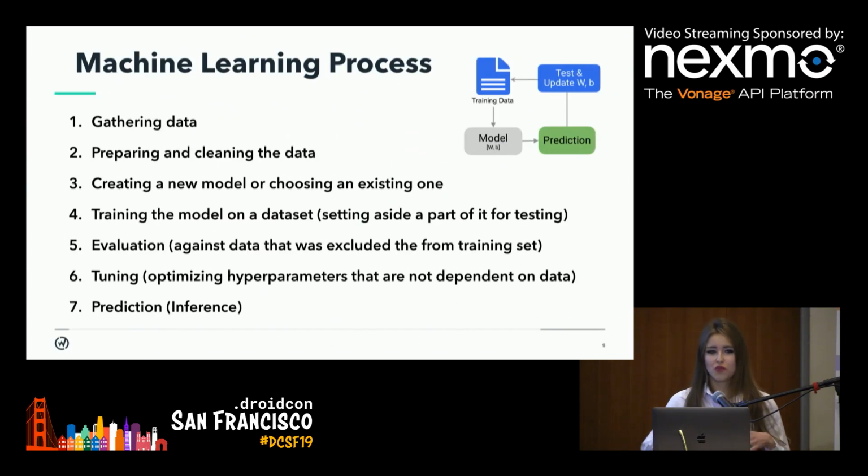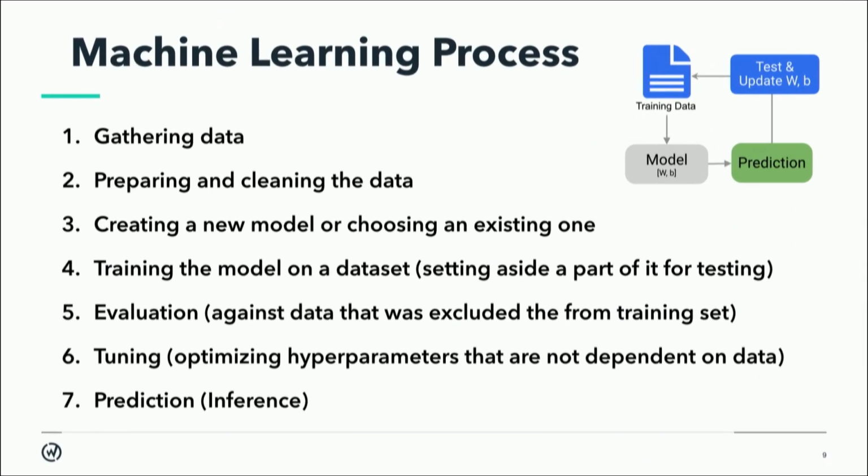So let's take a look at the overall machine learning process. What does it involve? Well, first of all, you would need to gather your data. You have to prepare it and clean it. You would then have to select a machine learning model, or you can choose an existing one built by somebody else. Then you have to train this model on the data set. And one thing to remember here is, don't use all of your data set for the training. You need to set aside a part of your data for later testing and evaluation.